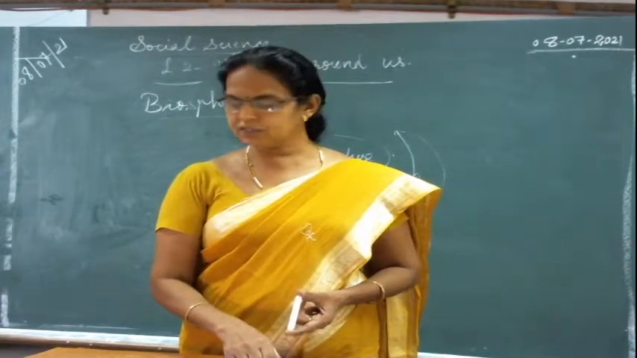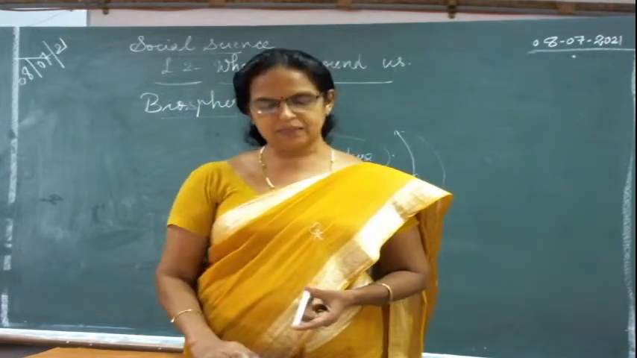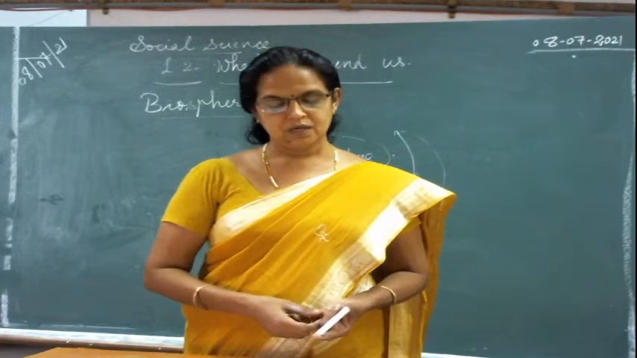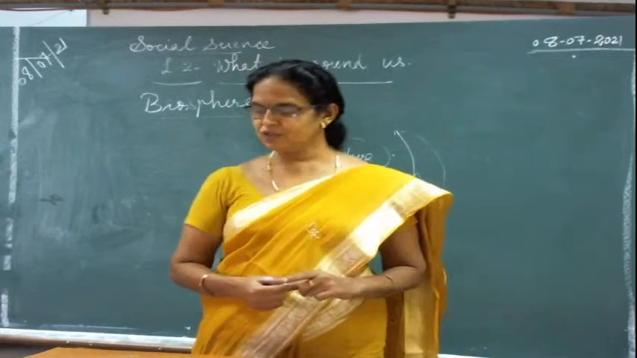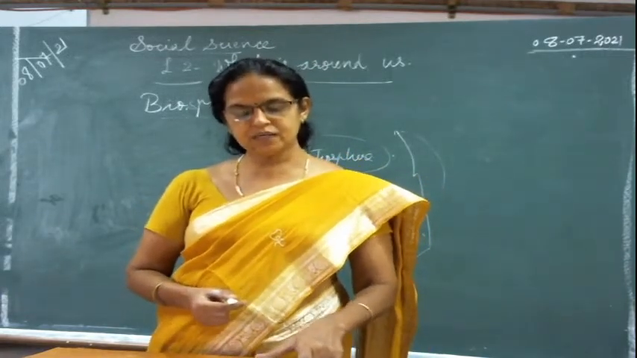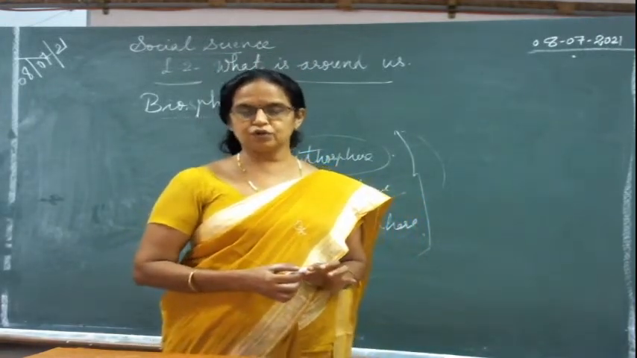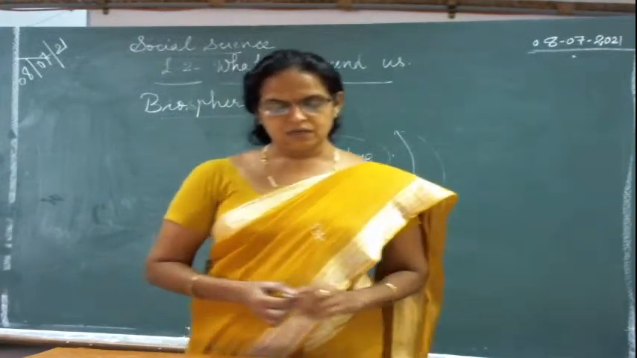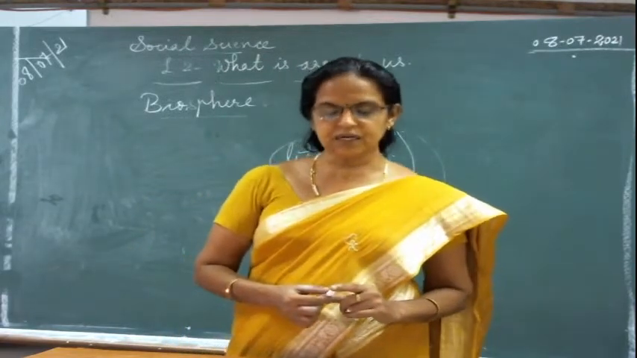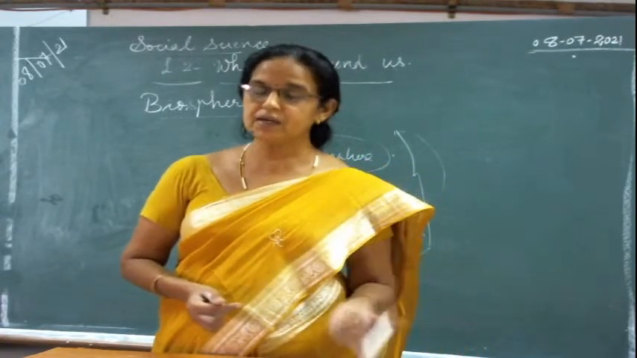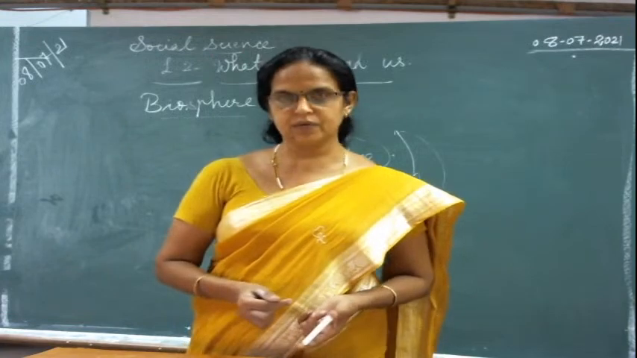Next one, state whether the following statements are true or false. Earth is a member of the solar family. True. The proportion of water on the surface of the earth is less than the proportion of land. False. The proportion of water on the surface is more than the proportion of land. Next, fresh water is a gift of the hydrosphere. Right answer. Then, oxygen dilutes nitrogen? No. Nitrogen dilutes oxygen. Okay.